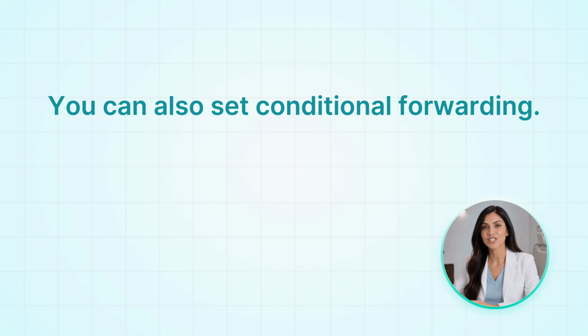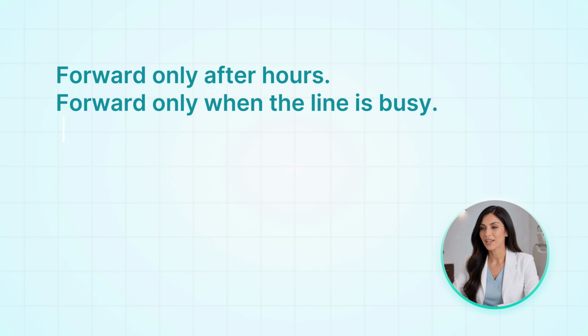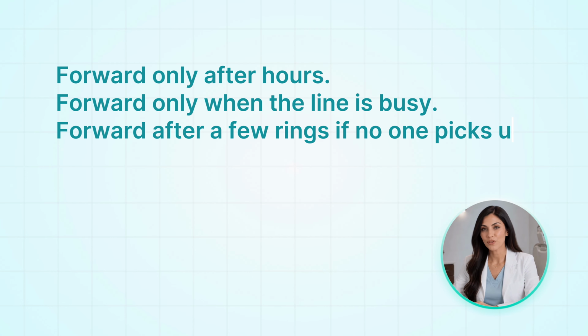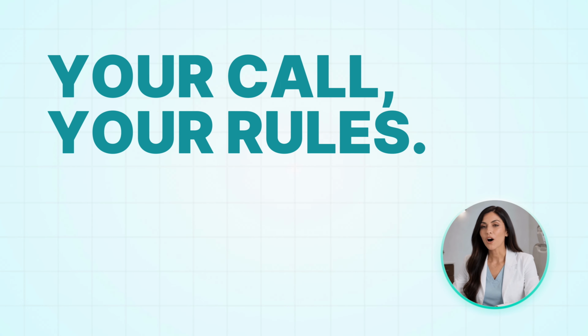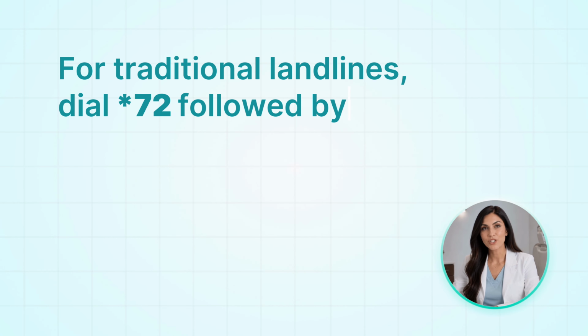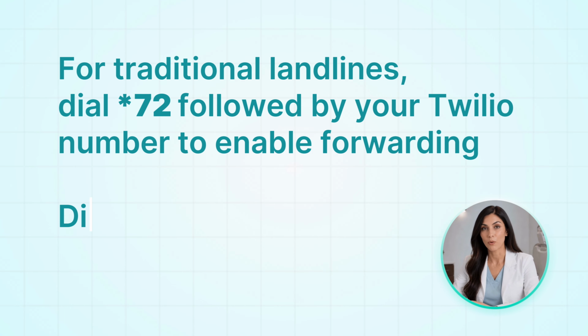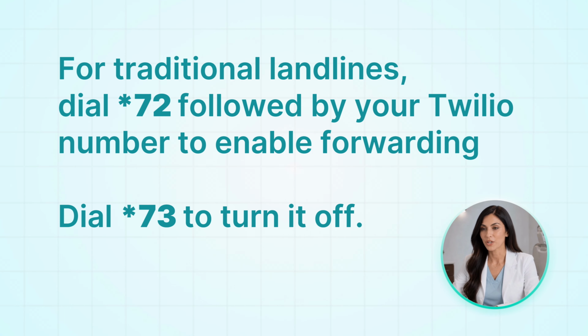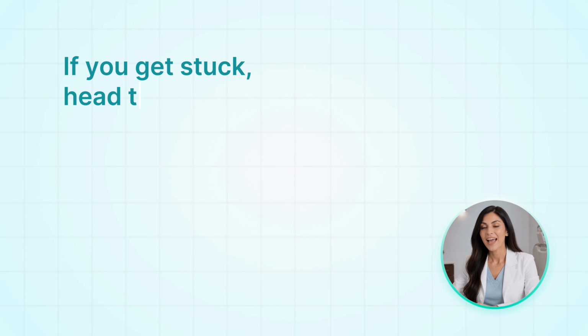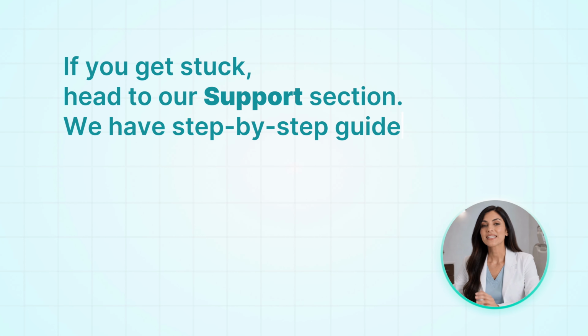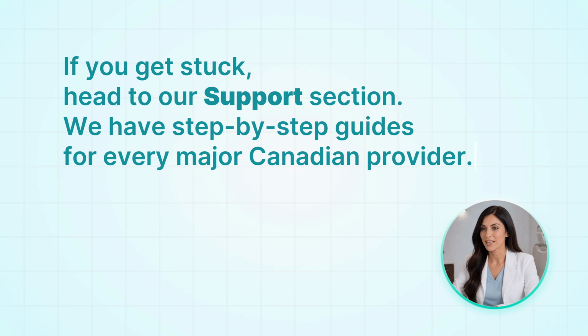You can also set conditional forwarding. Forward only after hours. Forward only when the line is busy. Forward after a few rings if no one picks up. Your call, your rules. For traditional landlines, dial *72 followed by your Twilio number to enable forwarding. Dial *73 to turn it off. If you get stuck, head to our support section. We have step-by-step guides for every major Canadian provider.